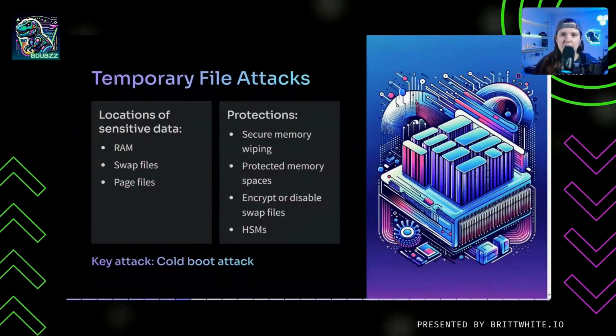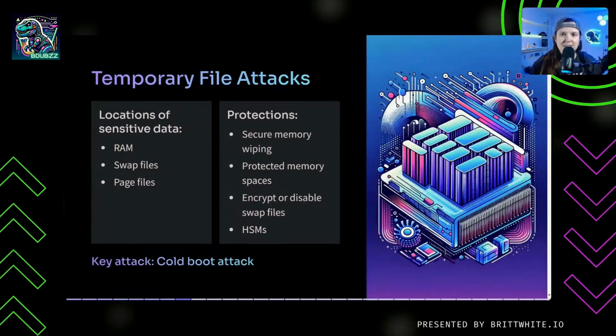This gets even more dangerous with cold boot attacks, where attackers physically freeze RAM to preserve data after a power loss. Different operating systems will handle this differently. Windows uses pagefile.sys, while Linux uses dedicated swap partitions. To protect against these attacks, you should use secure memory wiping after cryptographic operations. Implement protected memory spaces, disable or encrypt swap files, and use hardware security modules, or HSMs, for key operations.